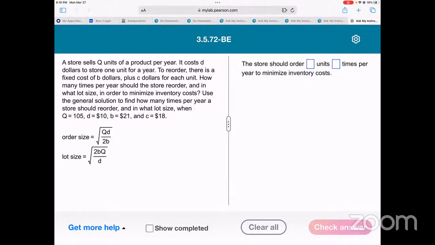So then we got to think about how much does it cost to store it? It costs D dollars to store 1 unit for a year. And then how much does it cost to reorder it? So in order to reorder it, it's going to be B plus C times the number of units.